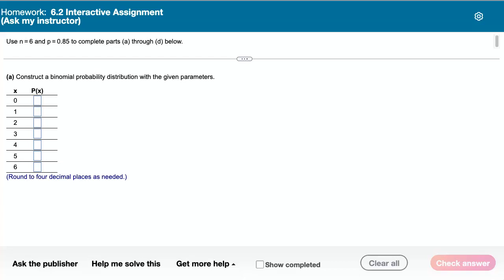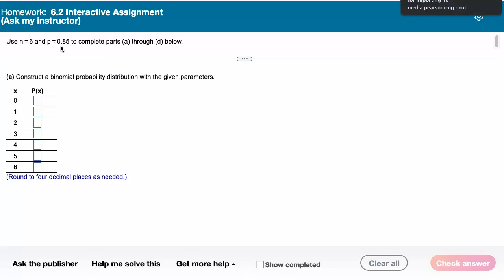In this example, we're going to construct a binomial probability distribution given that n equals 6 and p equals 0.85. We'll also look at finding its mean and standard deviation and some other things about the distribution, such as its graph and any type of shape that it has.